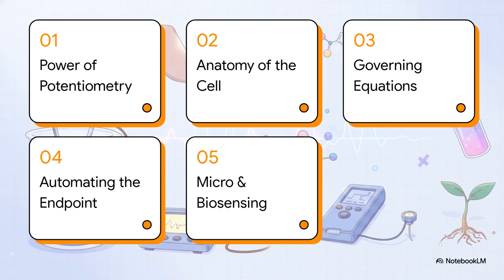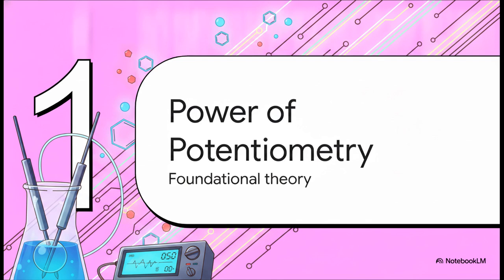All right, here is our roadmap for today. First, the power of potentiometry. Then, anatomy of the cell. Third, the governing equations. After that, automating the endpoint. And finally, we'll wrap up with miniaturization and biosensing. Okay, let's dive right in.